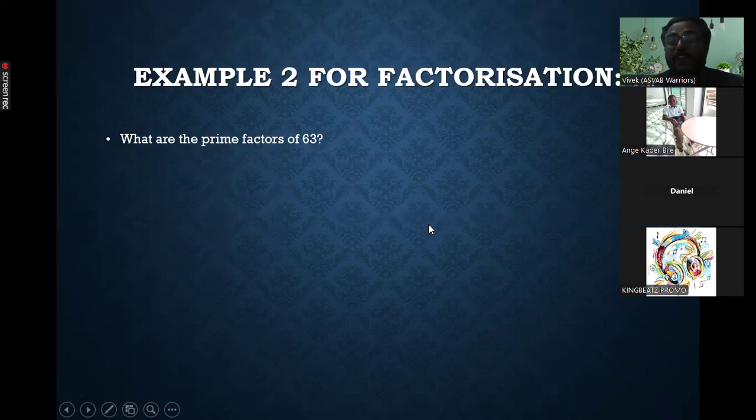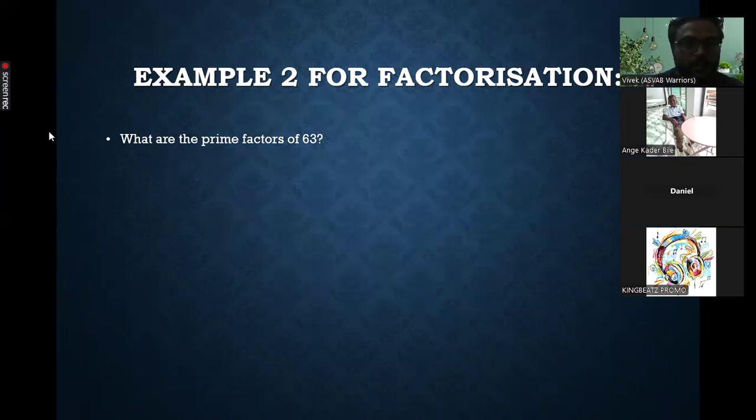Guys, can you find the prime factors of 63? Prime factorization, let's say. You need to find the prime factorization of 63. How would you write it in prime factorization form? Give me the complete answer.